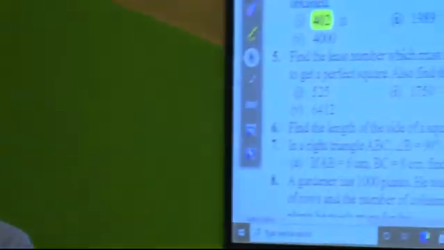In the previous session, we were studying exercise 6.4, question number 4. The question asks us to find what least value should be subtracted from the given number so as to obtain a perfect square, and also to find the square root of the perfect square so obtained. We had solved the first sum, that is 402, and seen how to solve it.